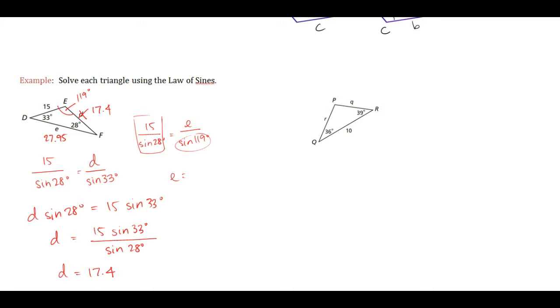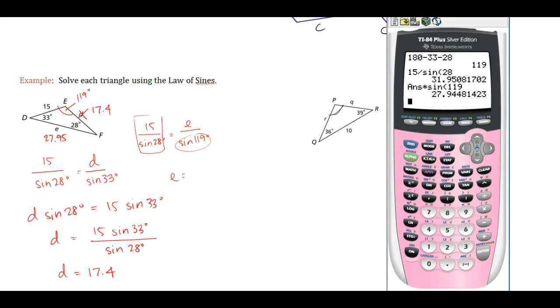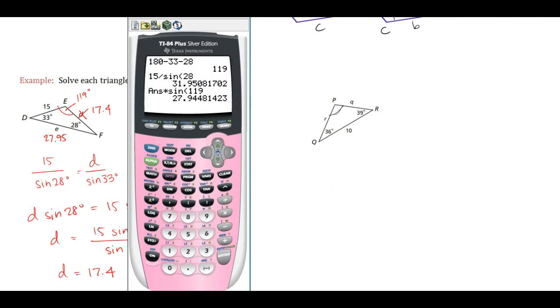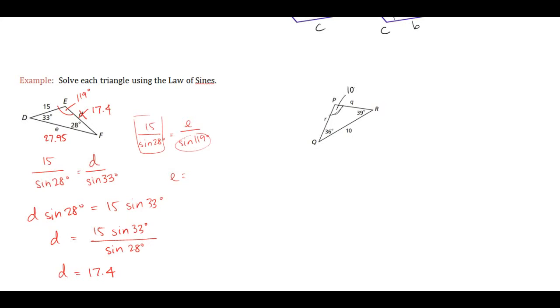Now again, let's look at this triangle over here. Same kind of situation. I could already tell you what that is. It's got to add up to 180. So 180 minus 36 minus 39. Oh my goodness, that's 105 degrees. So 105. Now pick your magic pair.